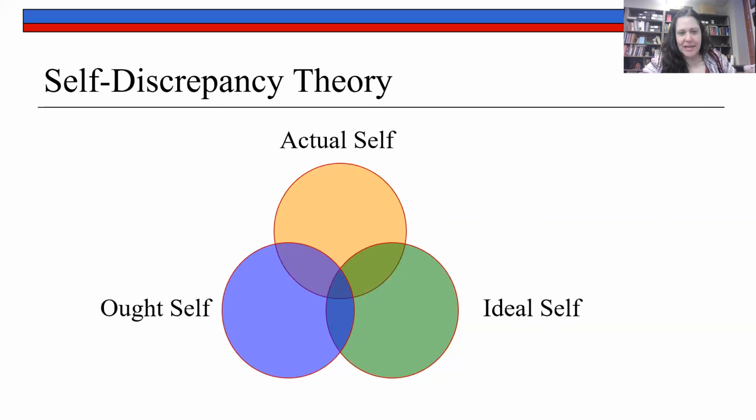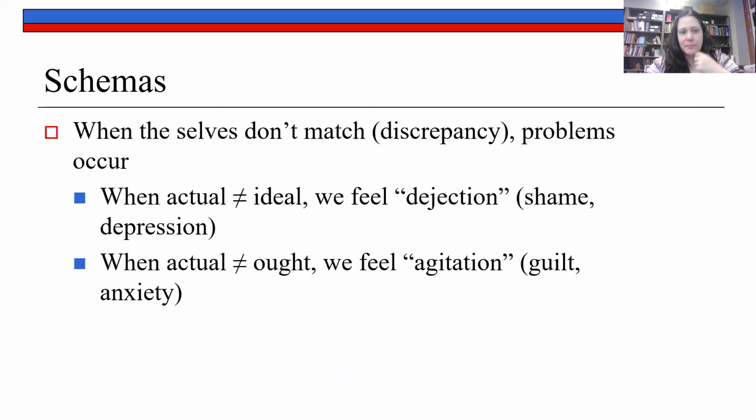So Higgins says that depending on how these pull apart, it will cause you to have different emotional reactions. So for example, he says that if your actual self doesn't match your ideal self, if you're not living up to the type of person you want to be, you'll feel dejection, by which he means shame and depression. He says when your actual self doesn't match your ought self, you feel like you're not living up to other people's expectations. You feel guilt and anxiety.